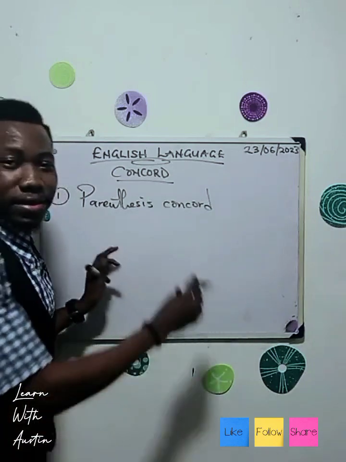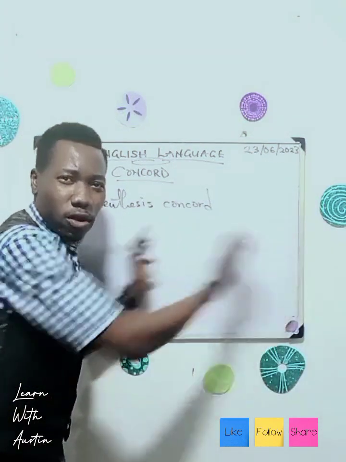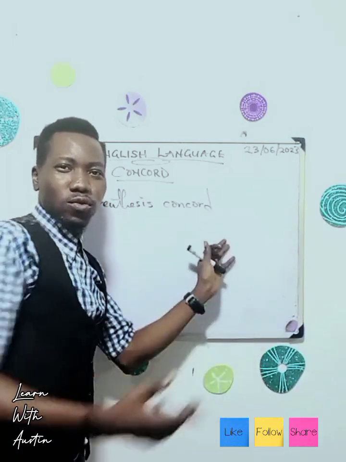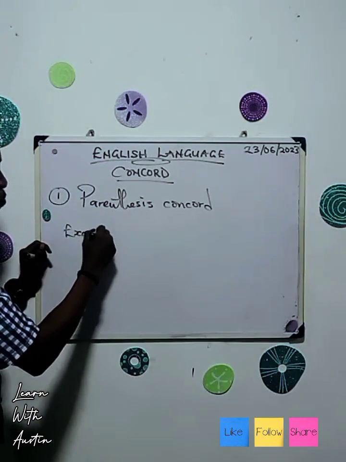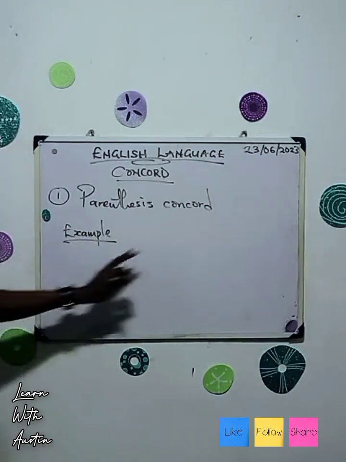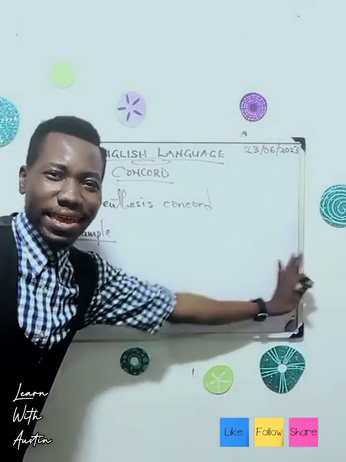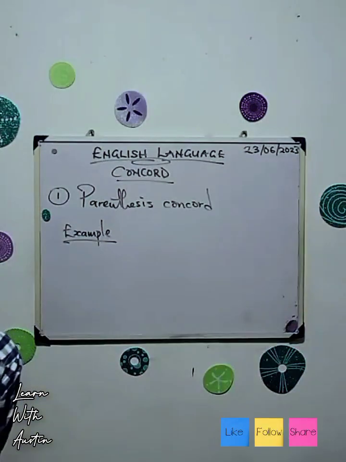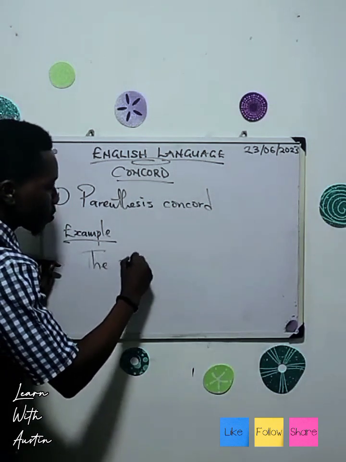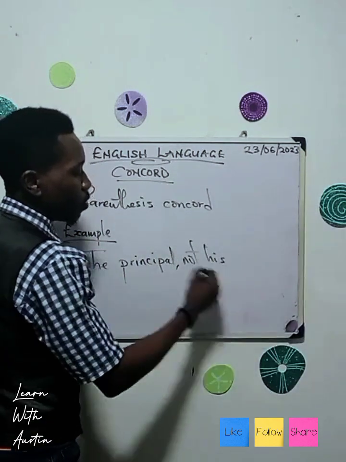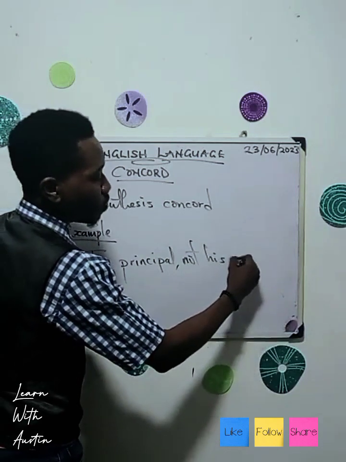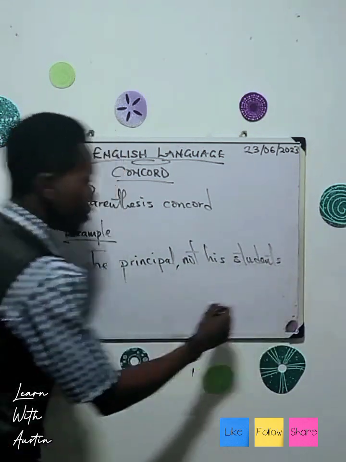So the parenthesis concord is saying, when you have an extra clause or phrase that serves to repeat what has already been said, you neglect the second one and focus on the first part of the subject. Let me look for an example of such. Okay, the principal, not his student, dash, yet.